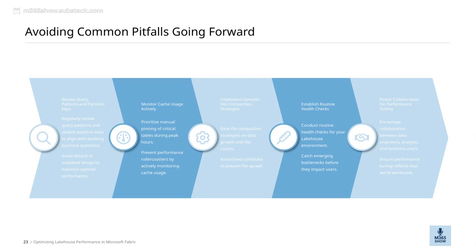Another key point is establishing dynamic file compaction strategies. Instead of sticking to fixed schedules, we need to base our strategies on data growth and file counts. This prevents file sprawl, which can slow down performance and complicate management. Additionally, during peak hours, it's best to manually pin critical tables. This ensures that the most important data is readily available, enhancing overall performance.